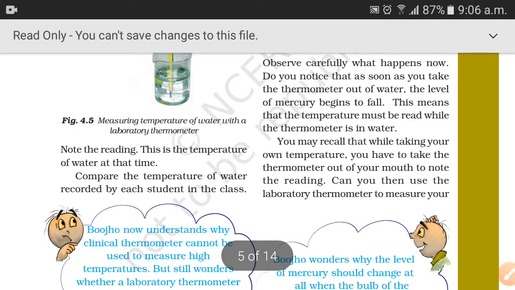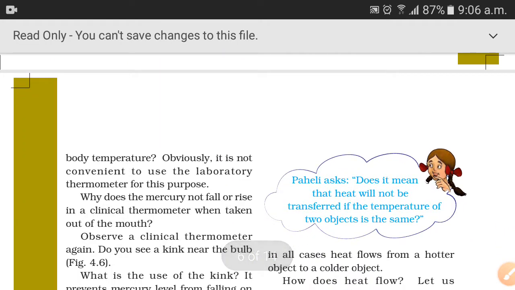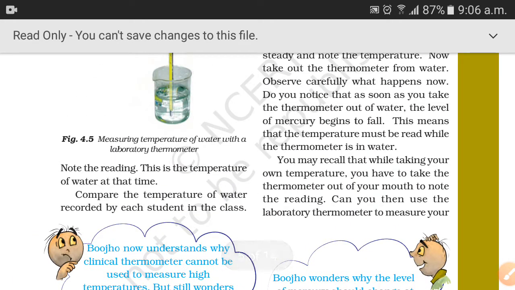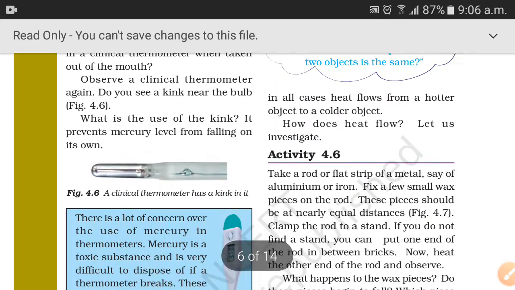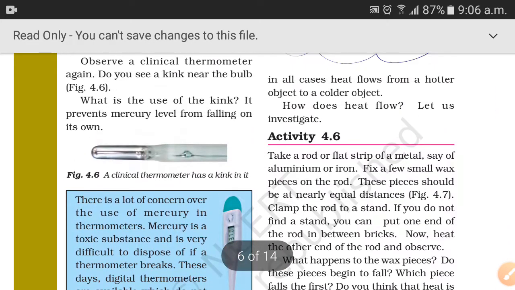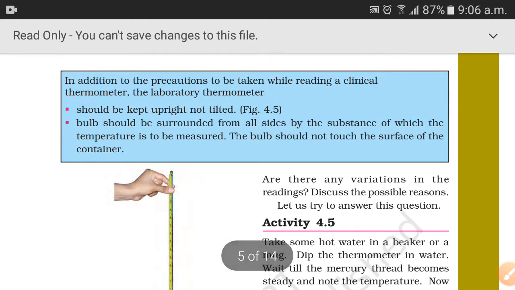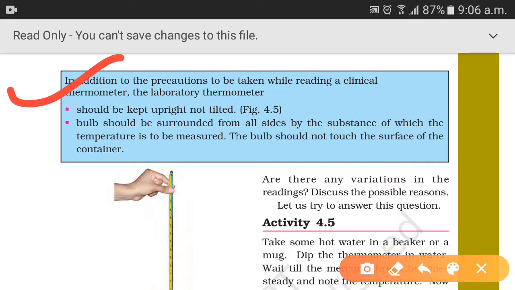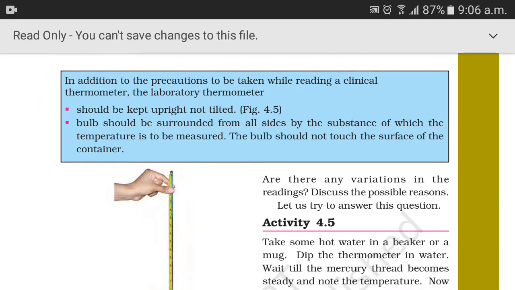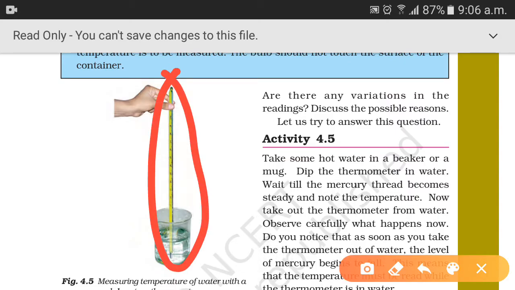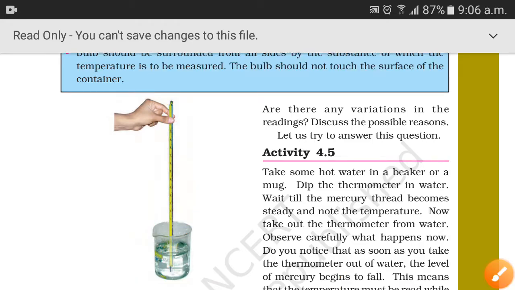Now beta, there are some precautions while using the laboratory thermometer. Similarly, yesterday we studied that to use the clinical thermometer we have to take some precautions. And similarly, for using the laboratory thermometer you have to take some precautions. What are those? See here. Number 1, it should be kept upright and not tilted. As in this activity we have seen, when you measure the temperature, the thermometer should be vertical. It should not be tilted like this, or touch the container.